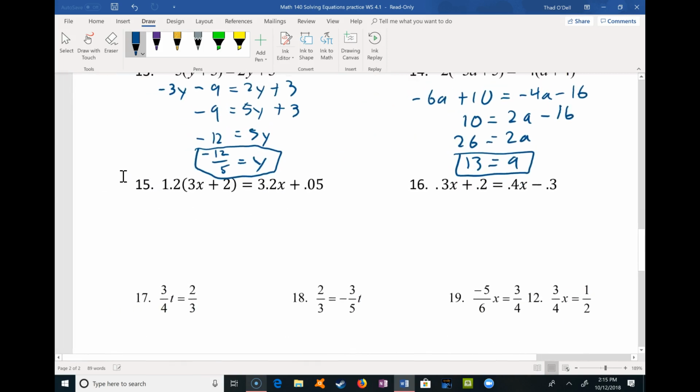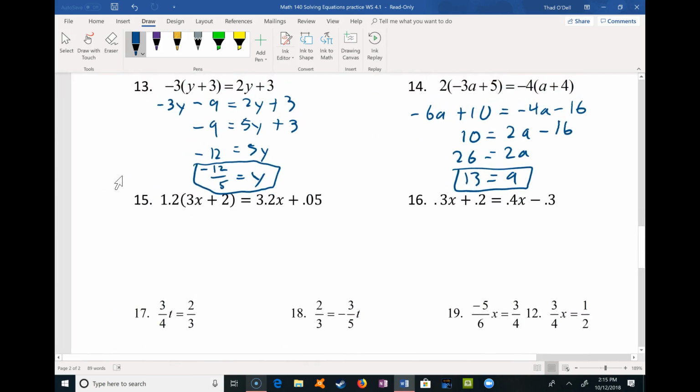Okay. Now we got some decimals. Of course, you could just treat these like numbers because they are. If you don't like decimals, you could just eliminate the decimals by multiplying everything by 100. The reason why I say 100 is because I have one decimal here that has 2 places. This one only has 1, that only has 1. So if it wasn't for the 0.05, I could have just multiplied by 10.